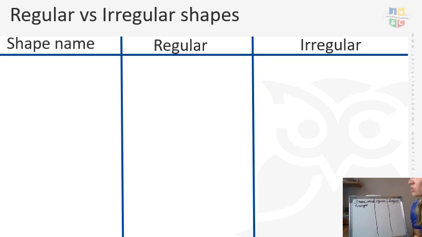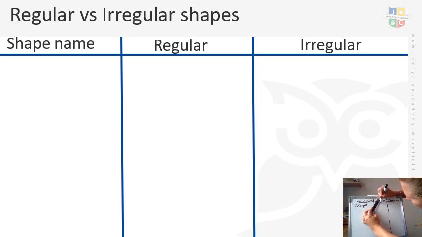So I'm going to write the word triangle under my shape name. I'm then going to draw a regular triangle. Now try your best with these. Remember, when a shape is regular, it's got to have all sides which are the same length and all sides which have the same angle. So use your ruler to do this. And in order to do this, I'm going to do what we call an equilateral triangle because it is all the same length. So I'm going to start at the top.